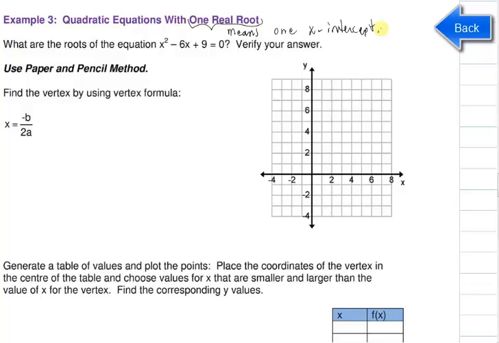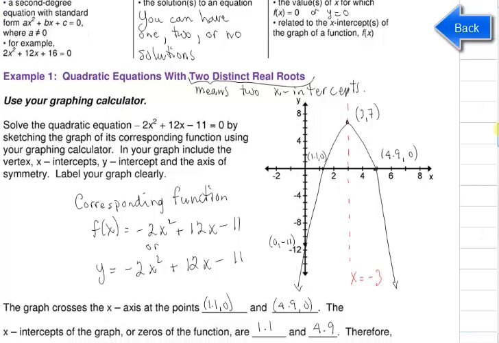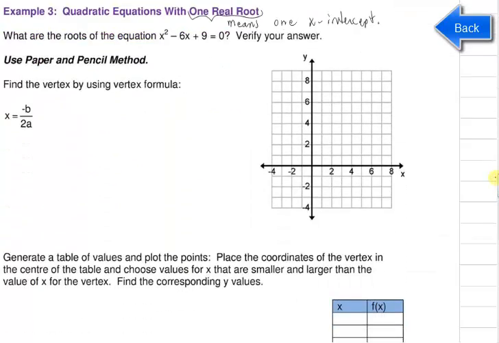We're going to do this question without our graphing calculators. We're going to use the paper and pencil method. You are asked to find the roots of the equation x squared minus 6x plus 9 equals 0 and then verify your answer. So we are going to graph it. We're going to use a table of values to graph it. So it's really important that you find the vertex by using the vertex formula. What I want to do first, though, is just to show you, using our first example of -2x squared plus 12x minus 11 equals 0, an illustration as to what your table should look like.